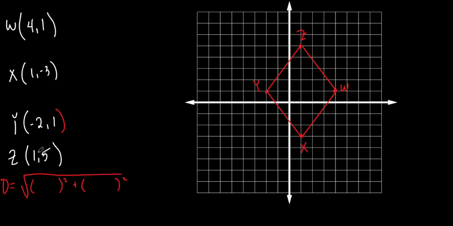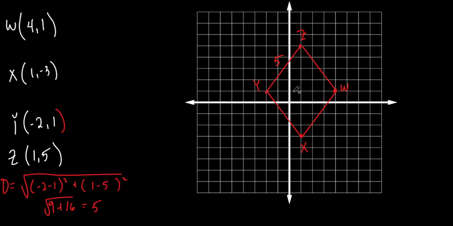All right, so YZ, these two right here. So what do we do? -2 minus 1, and then 1 minus 5. Let's do a little bit in our head here. This is -3. -3 squared is 9. This is -4, right? -4 squared is 16. Square root, that's a square root of 25. What's the square root of 25? It's 5. So the length of that is 5.